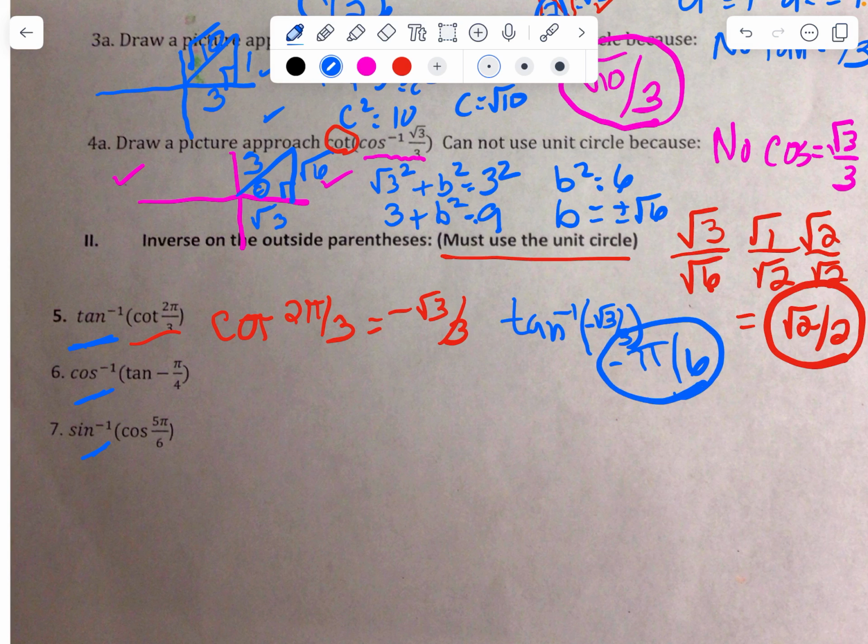Okay, next to last problem. Once again, I do the inner parentheses first. So first I evaluate what is the tangent of negative pi over 4, and that answer is negative 1. So my inner parentheses is negative 1. So now I answer the question, what's the cosine inverse of negative 1? And that answer is pi.